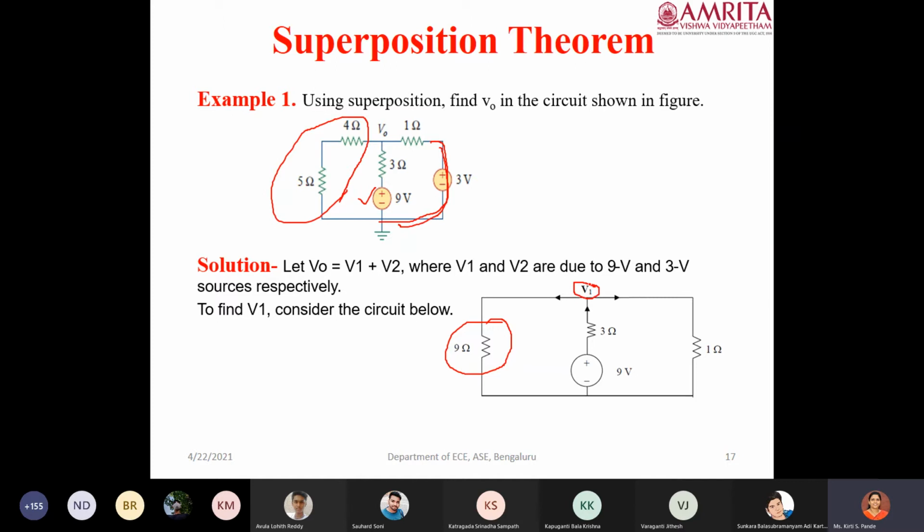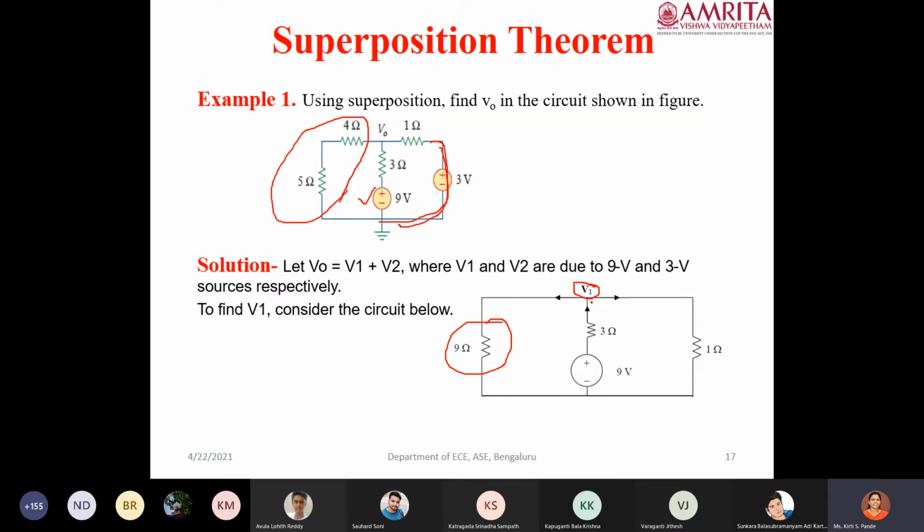Now tell me once again, what is V1 we are assuming? No, V1 is not 9 volts. V1 is the voltage when the 9 volt source is acting. Please complete the sentence. Voltage when only the 9 volt source is acting. Yes, and the 3 volt source is short circuited. Okay. Now tell me, can you find out V1 over here?